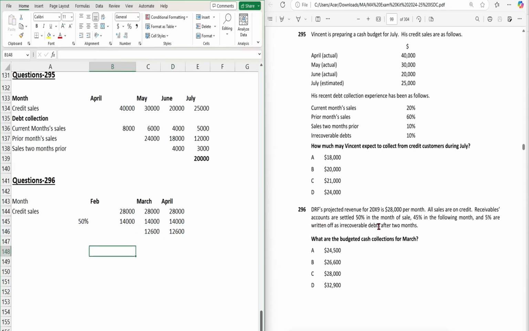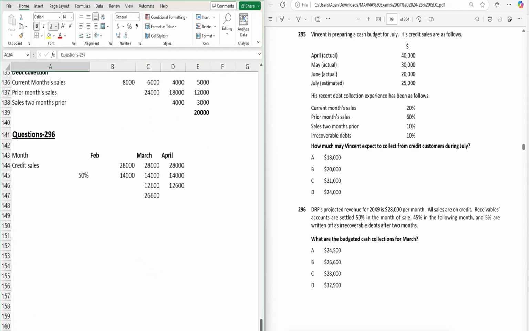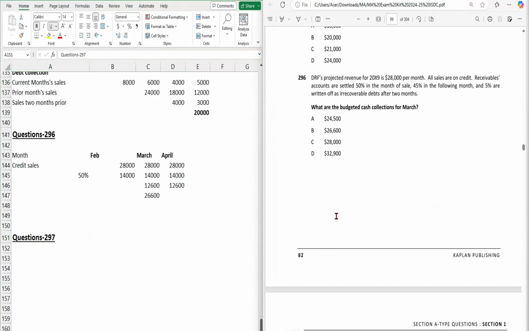Now, do you think irrecoverable debt will impact our budgeted cash? No. So how much cash have we collected for the month of March? So we need to add these two figures only, and that will give you 26,600. Okay. So that's what the question is asking. Okay, so let's move to the question number 297.